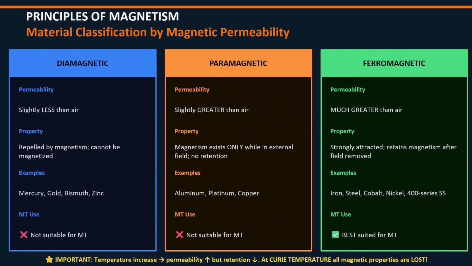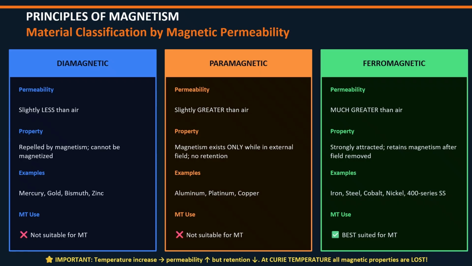To understand why some materials are suitable for MT, we need to introduce magnetic permeability. Permeability describes how readily a material supports magnetic flux compared with the surrounding medium. Diamagnetic materials have permeability slightly below that of air and are weakly repelled by magnetic fields. Paramagnetic materials have permeability slightly above that of air, but they do not retain useful magnetism after the external field is removed. These categories are not suitable for conventional MT.